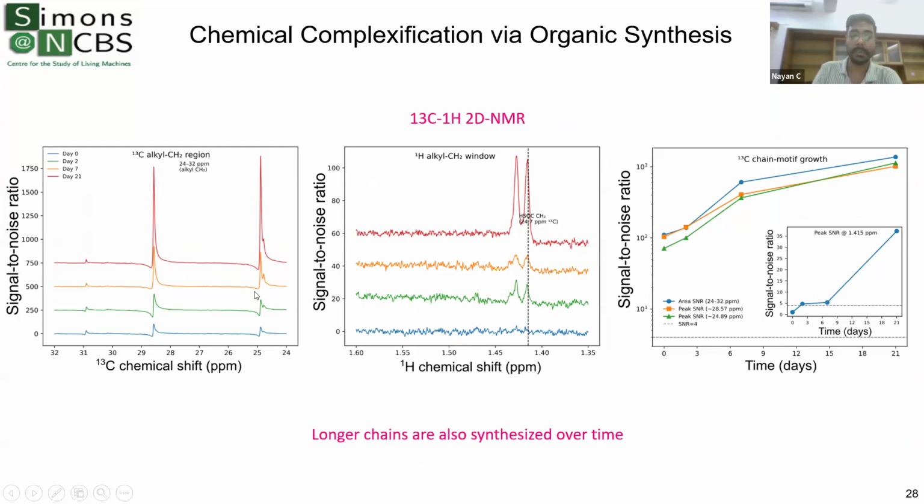We do see in both the 13C NMR and also proton NMR, progressive synthesis of alkyl chains or longer chains in our system as a function of time, and their abundance also increases up to an order of magnitude over time. So not only are small molecules being synthesized in our system, but also there are certain signatures of longer chains that are being synthesized in a progressive manner over time in this chemical system.